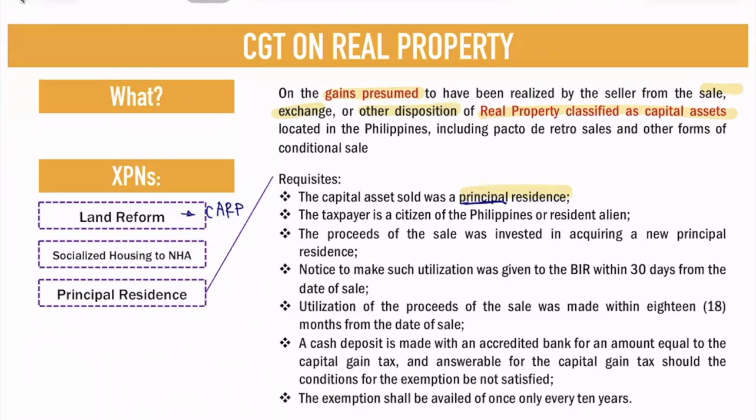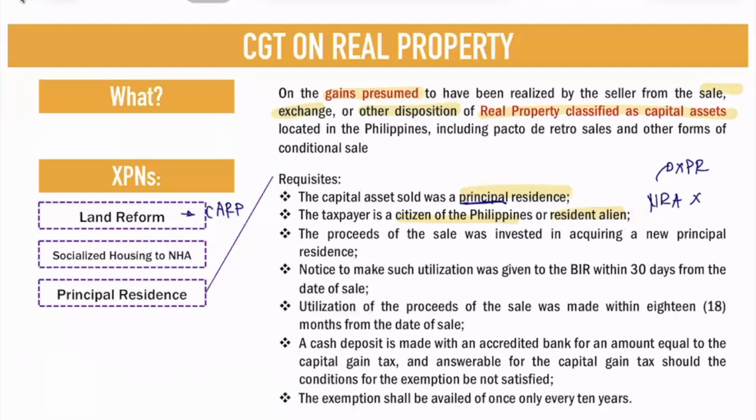Next, it applies only to the citizen or resident alien. If ever that is NRA, it is not applicable. Why? Because for sure, they don't have a principal residence here in the Philippines. NRA has no principal residence here in the Philippines because they are not a resident. So since they are not considered resident, then they cannot claim an exemption here.